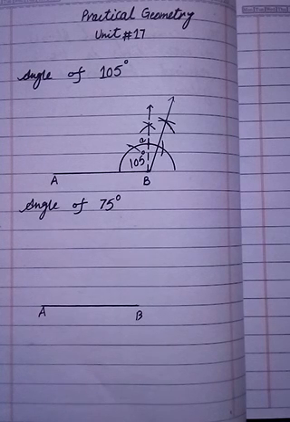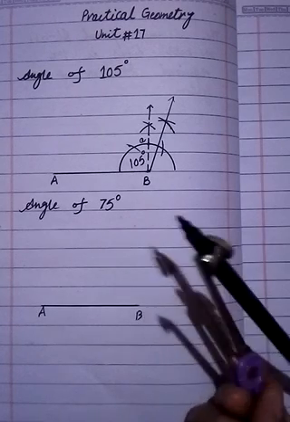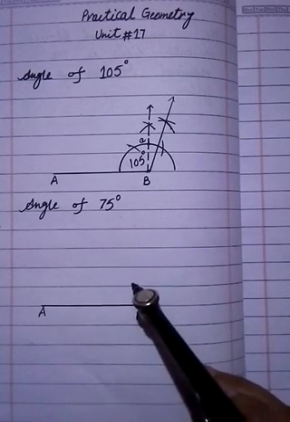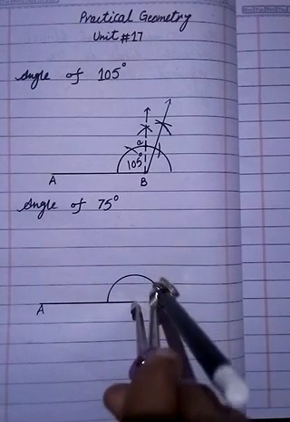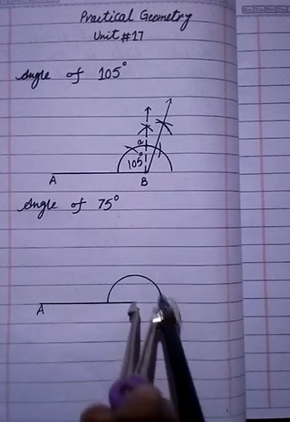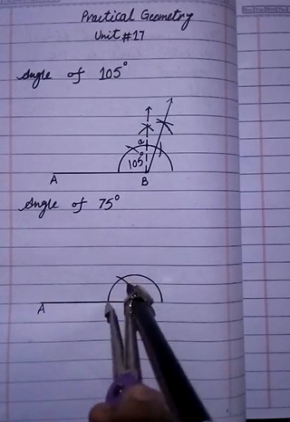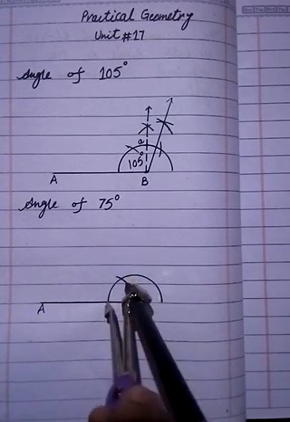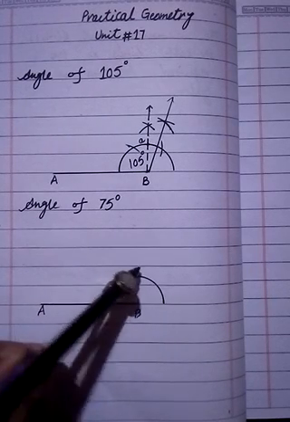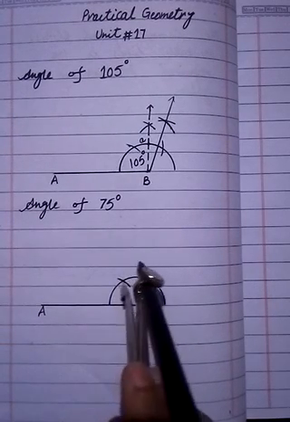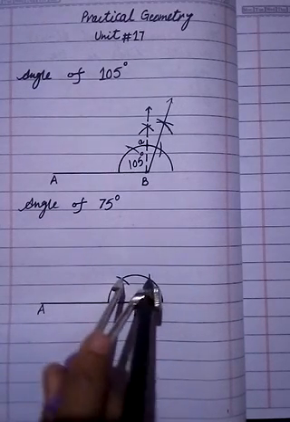So, first of all, you have to construct the angle of 90 degree. Procedure is same. Open the compass with a suitable radius. Put the compass at point B and draw a semicircle. Now, you have to put the compass at 0 degree. Draw the first arc. The first arc equals 60 degree. Now, you have to put the compass at 60 degree. Now, you have to draw the second arc, and the second arc equals 120 degree.